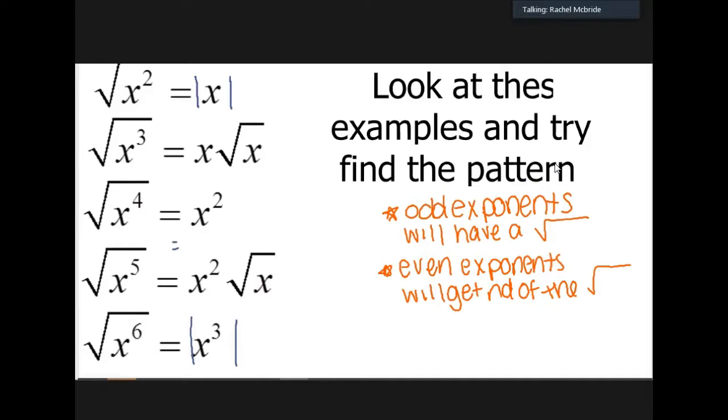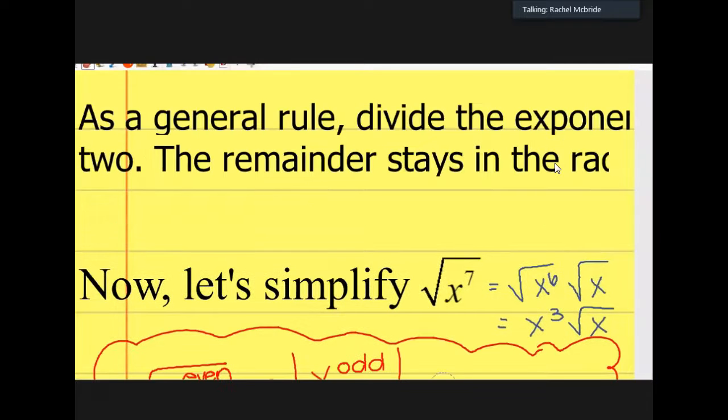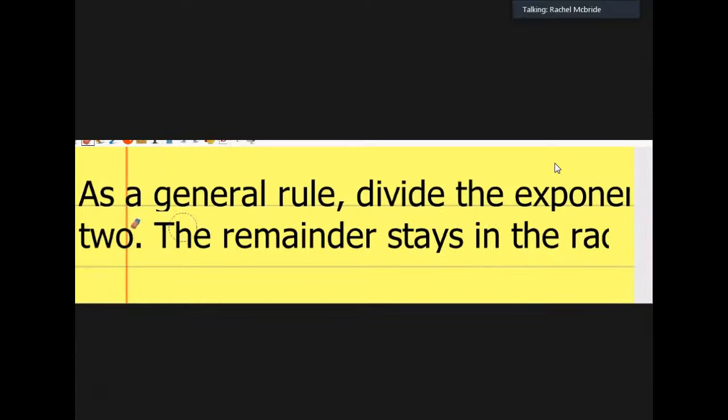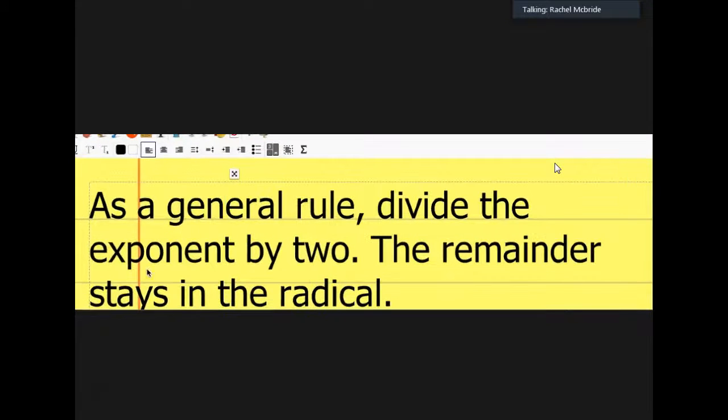So as a general rule, what we do is divide the exponent by 2, and the remainder stays in the radical.